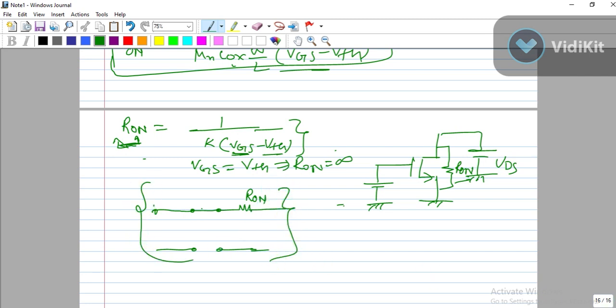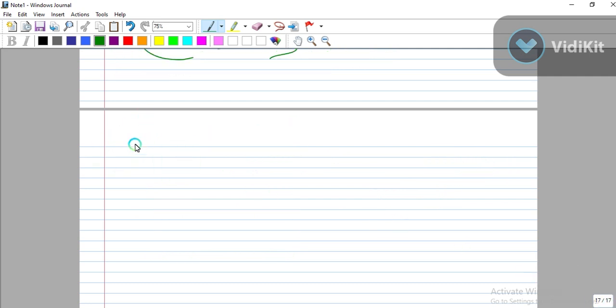Let's go to the next page. So we have seen ID. ID was like this. We have gone up to this. What after this, VGS minus VTH? This is VDS, this is ID. What after this? How will this follow? Will it fall down or not? No. The answer is no.